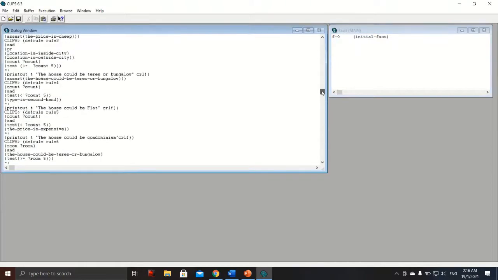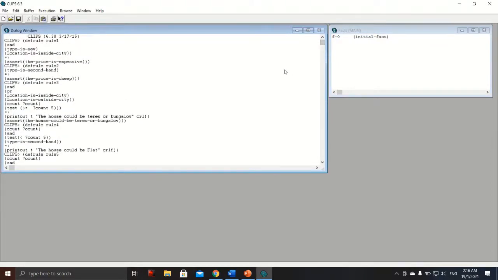Okay, today I'm going to explain about our knowledge based system mini project. For this project, we have taken the title as house recommendation system. Now I'm going to demonstrate our project. We have 7 rules for this mini project.